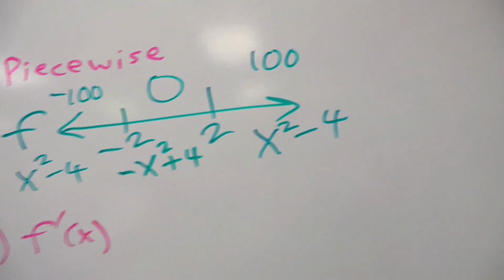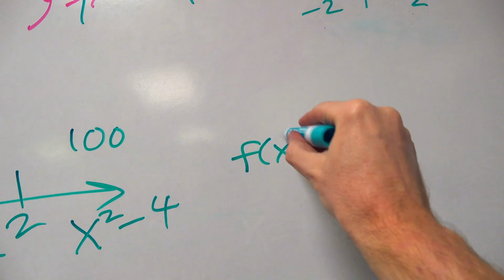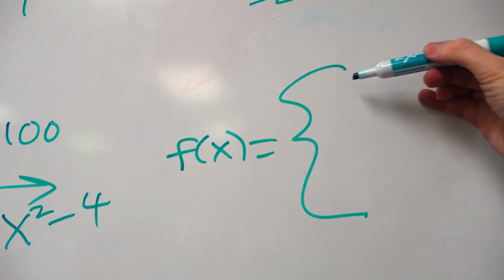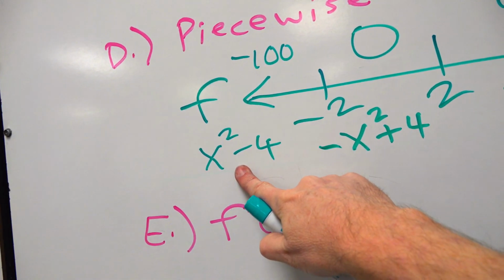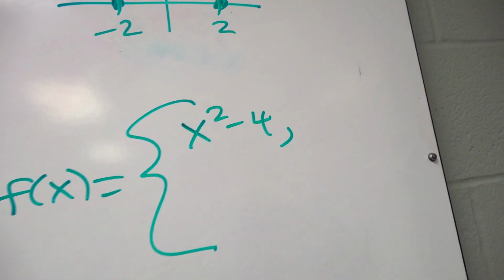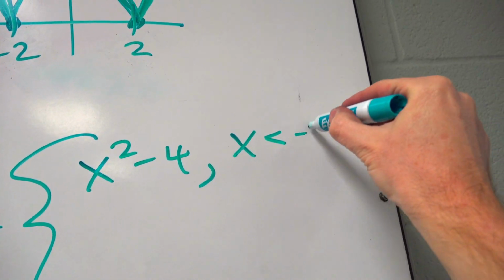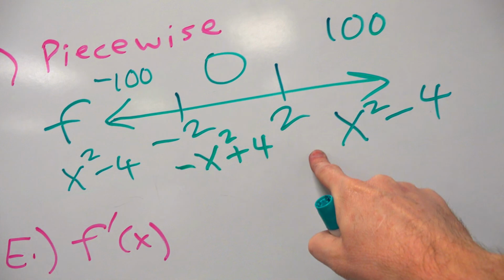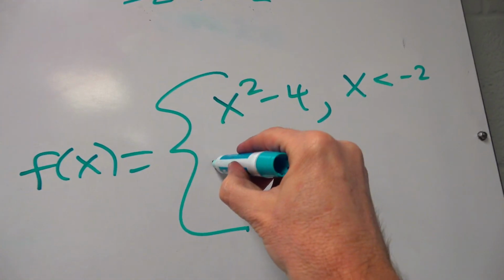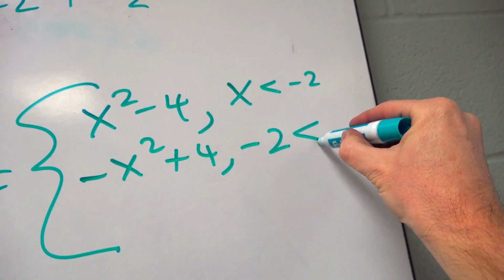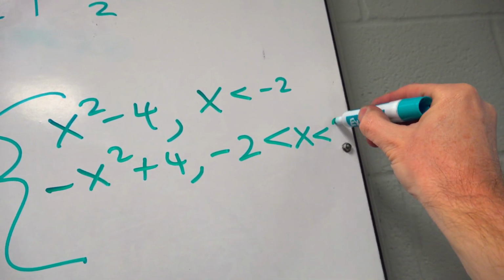So here's your piecewise function. f of x equals curly brackets. We're going to stack 3 functions in here, by the way. All right, first of all, we have x squared minus 4. It stays the same when? When it's below negative 2. x less than negative 2. And then here, between negative 2 and positive 2, it switches. Negative x squared plus 4 for negative 2 less than x less than 2.